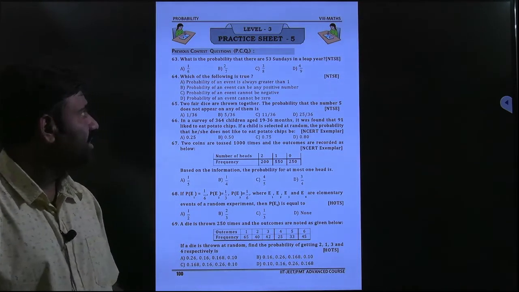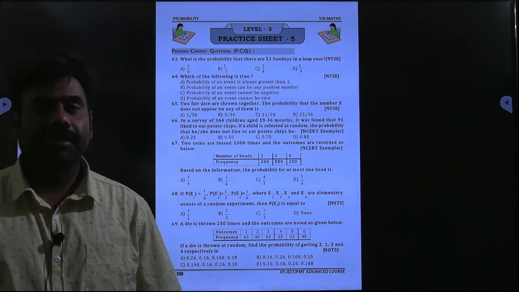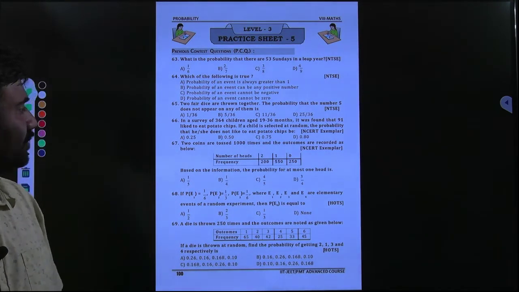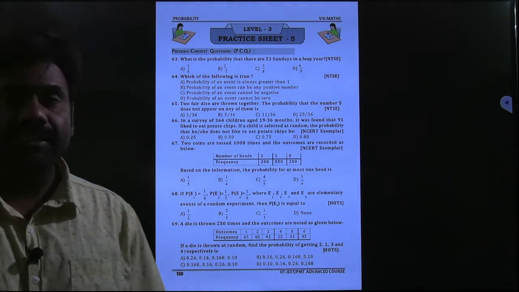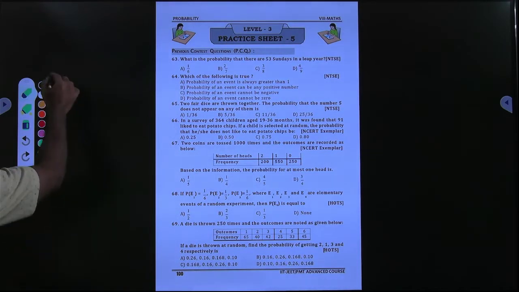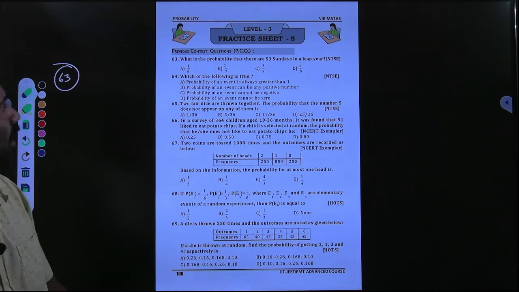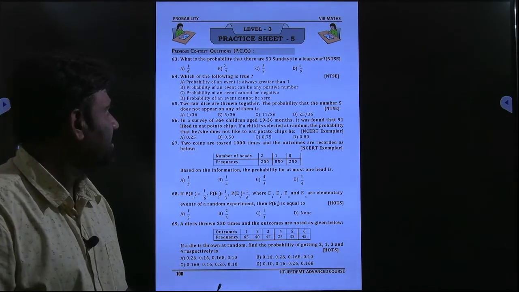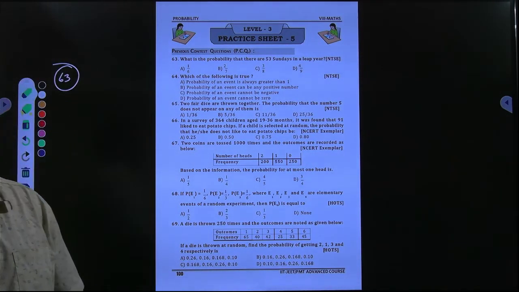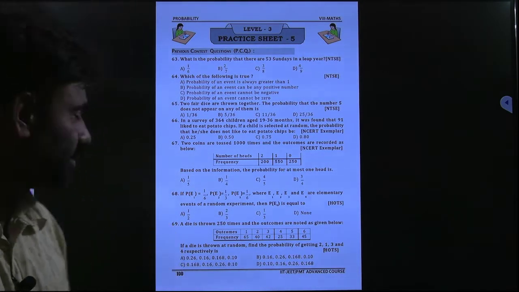Practice sheet 5, level 3 type questions here. In this section, only the questions which were asked in previous COMT exams are given. Let us solve them. First one, question number 63. What is the probability that there are 53 Sundays in a leap year? We know that a leap year contains 366 days.